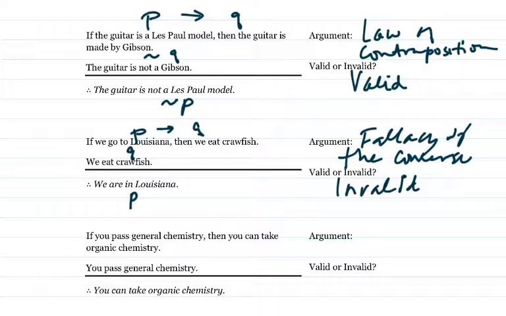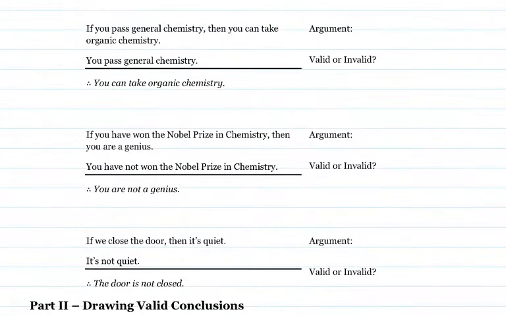Okay. Just a note, I keep using P and Q because that's traditionally what you use in logic. But if you really wanted to, sometimes people like to use the letters that match the situation. So they'll say, if we go to Louisiana, that's going to be my L. Then we eat crawfish, that's going to be C. We eat crawfish, so therefore we are in Louisiana. It's the same setup. We're just using different symbols to represent the same thing. That's the beauty of symbolic logic.